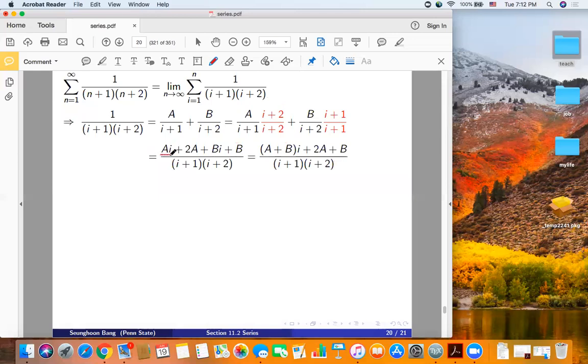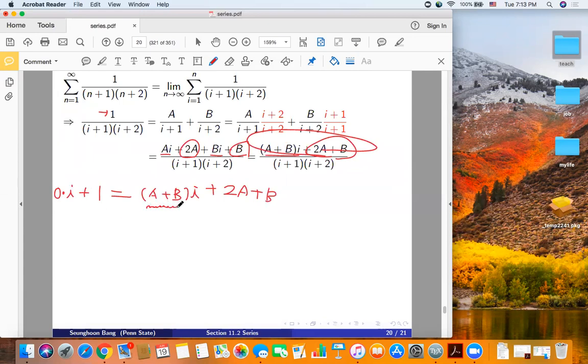So combine. The ai plus bi is a plus b times i. The 2a plus b is here. Next, compare the same things. Right? What's the numerator? 1. 1 equals this whole thing: a plus b times i plus 2a plus b. The left-hand side doesn't have an i term. What does it mean? You add 0 times variable i. Next, compare the coefficient of i. The coefficient of i, a plus b equals 0. The 2a plus b equals 1.